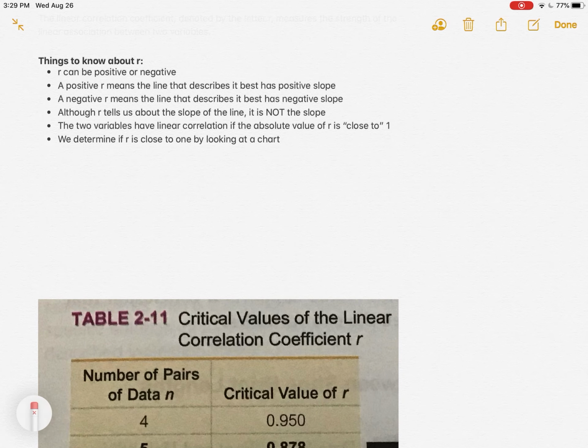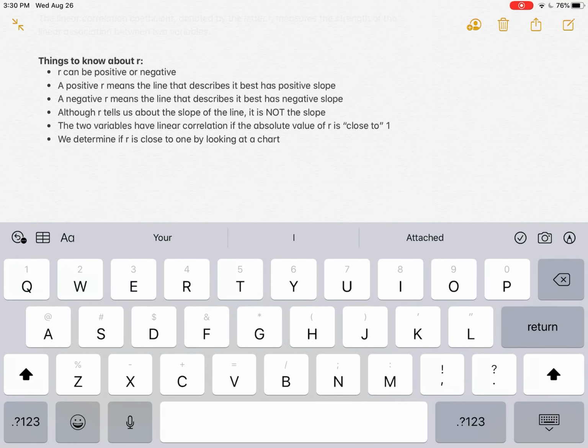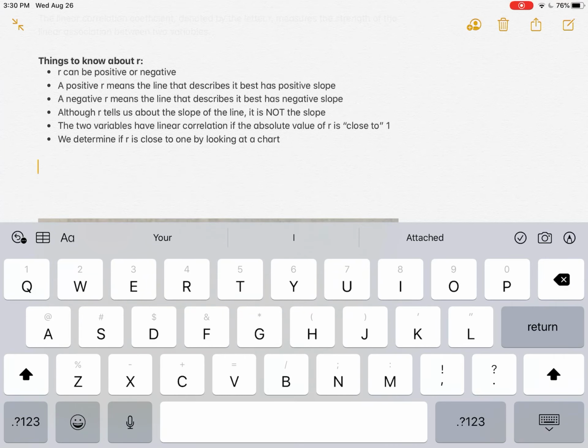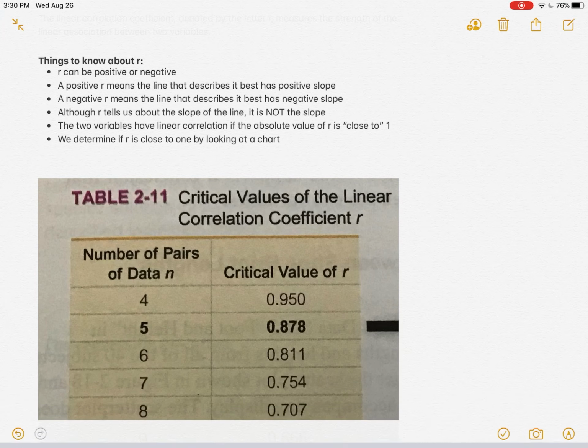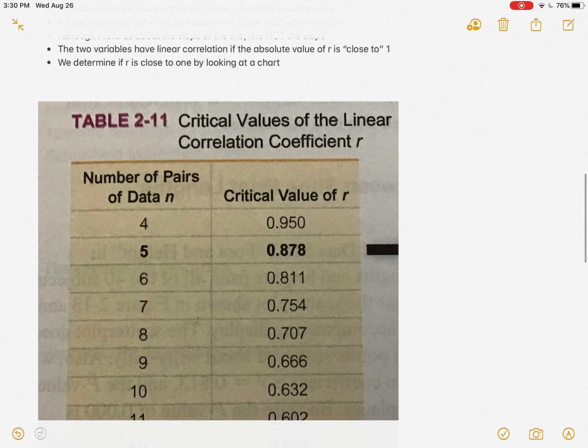We determine whether two variables have linear correlation. So I'm looking at that second to last bullet. The two variables have linear correlation if the absolute value of R is, and I put in quotes, close to 1. We determine if it's close to 1 by using a chart. And this is the chart that is here in 2.4. There's a little bit of a stronger one that they use. I shouldn't say stronger. It's the same chart, but it has more options on it as we get into chapter 10.